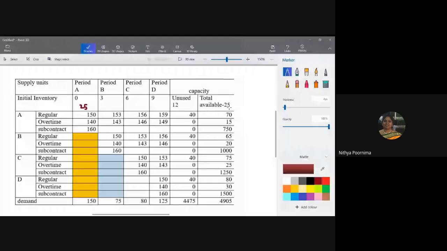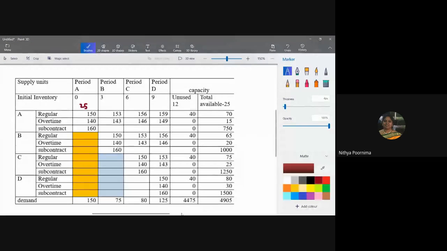This initial inventory has to be 25. So that allocation has been done here. So the initial inventory needs to be 25, so I have allocated here. Is it visible now? Can everybody see? Yes, ma'am.